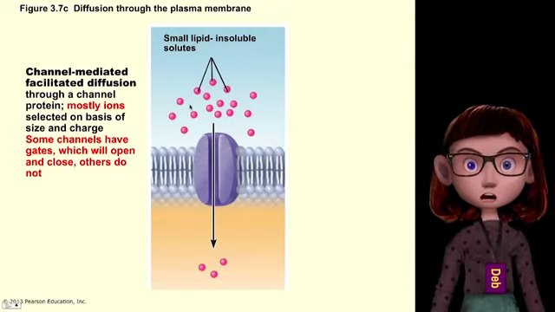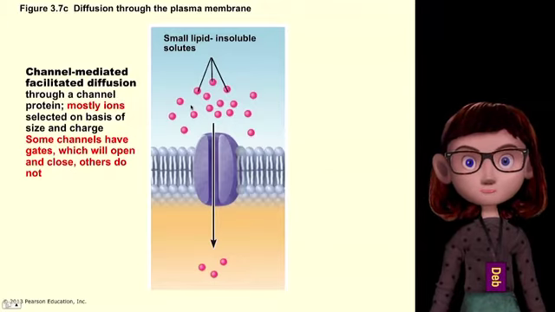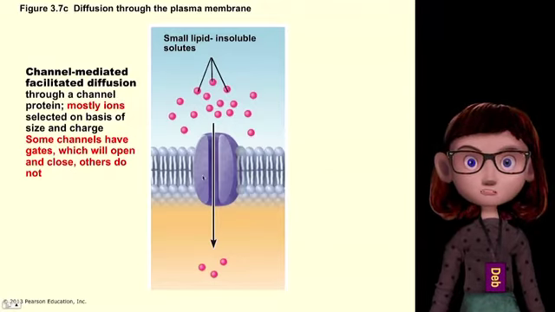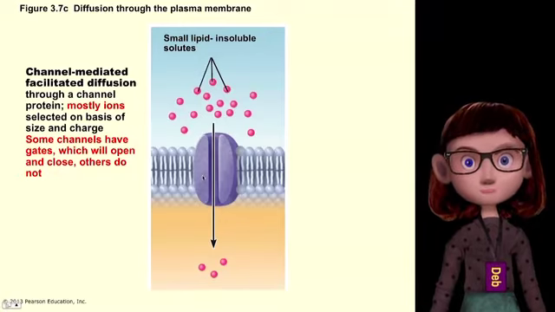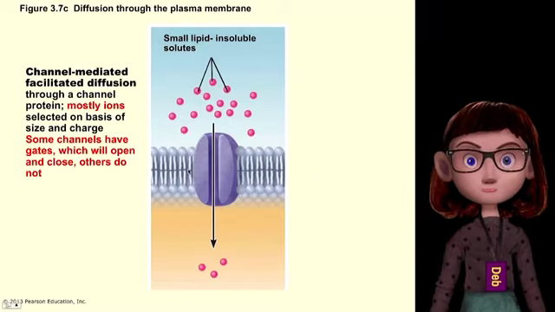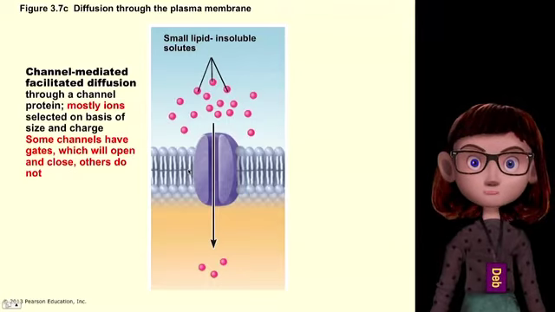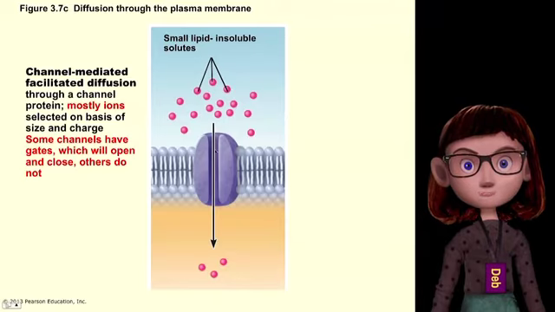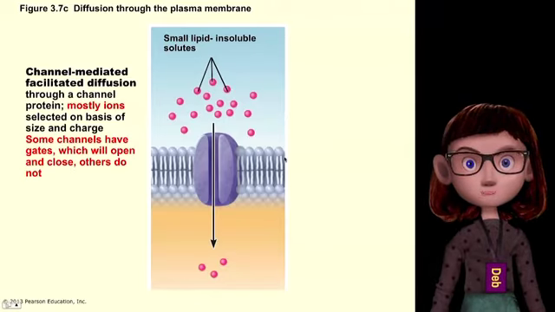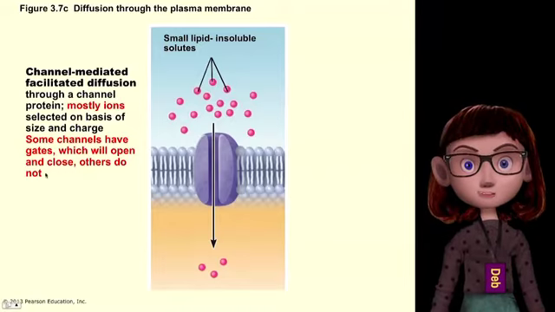This is mostly going to be ions. Of course, remember, ions have a charge to them, either positively charged or negatively charged. And these channels are very specific for each type of ion. There are sodium channels for sodium ions. There are potassium channels for potassium ions. There are chloride channels for chloride ions. Some of these channels have the gates, which will open and close. Other ones do not. So they're just representing both right here. You can see this passageway, which is a channel.